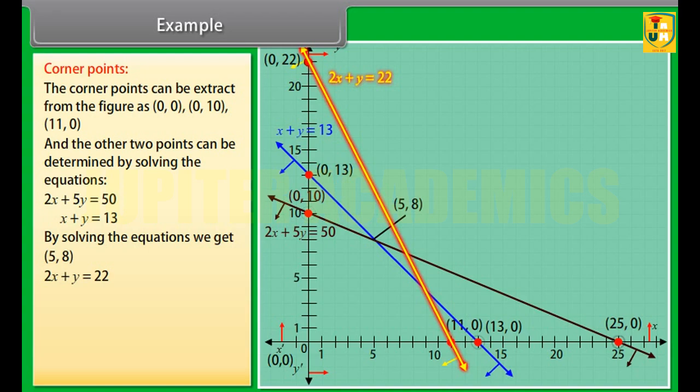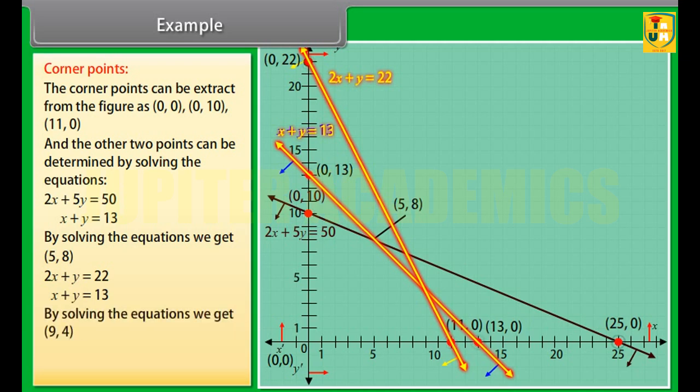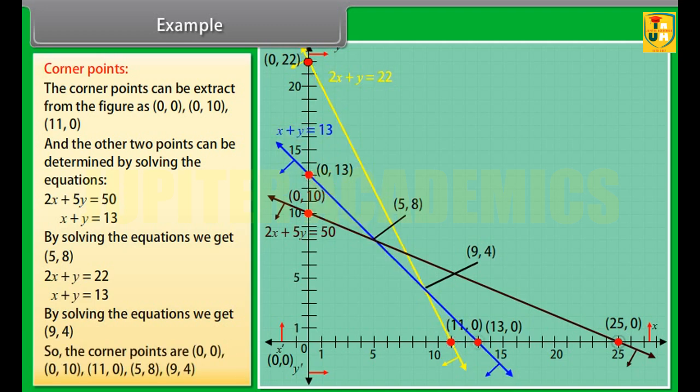2x plus y is equal to 22. X plus y is equal to 13. By solving the equations, we get 9, 4. So, the corner points are 0, 0, 0, 10, 11, 0, 5, 8, 9, 4.